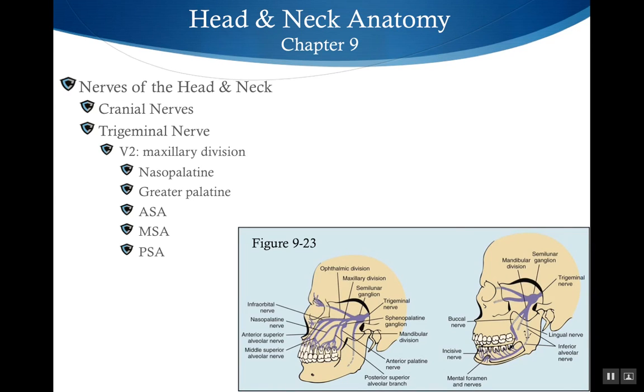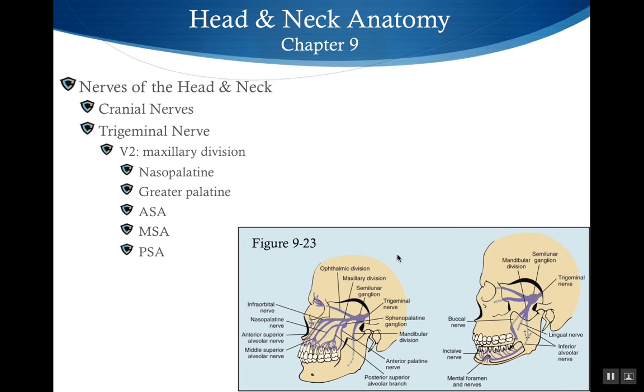So let's go back here. V2, okay, that's the second division of that trigeminal nerve, the 5th cranial nerve. It divides further into the nasopalatine, the greater palatine, the anterior superior alveolar, the middle superior alveolar, and the posterior superior alveolar nerves. Usually you'll see those listed as ASA, MSA, and PSA for short. And V2 also supplies innervation to the maxillary teeth, the periosteum, which is that outer covering of the bone, the mucous membrane, the maxillary sinuses, and the soft palate.